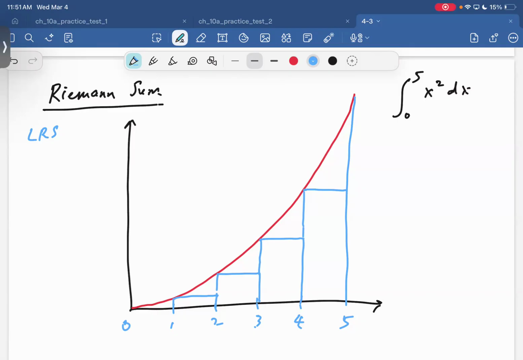So why is this called a left Riemann sum? That's because we're taking each interval. So we have the interval 0 to 1, and we're looking at the leftmost coordinate, which is 0, and we're using that height to approximate the area. Make sense?